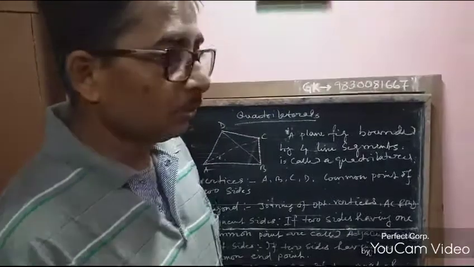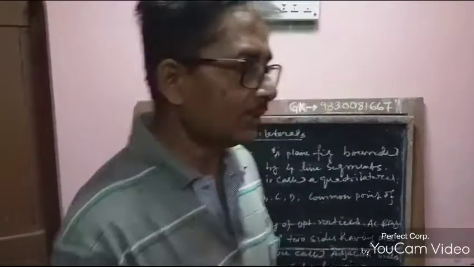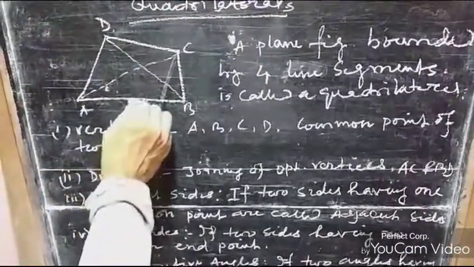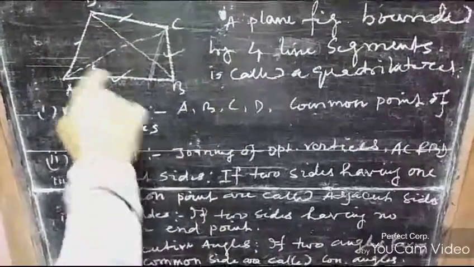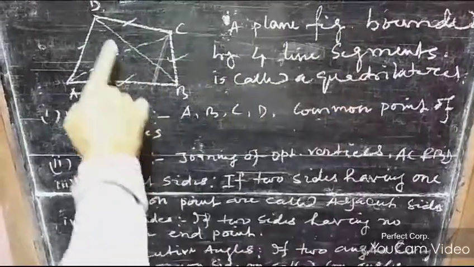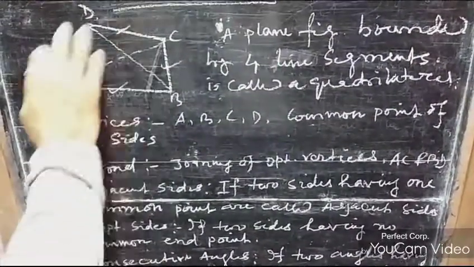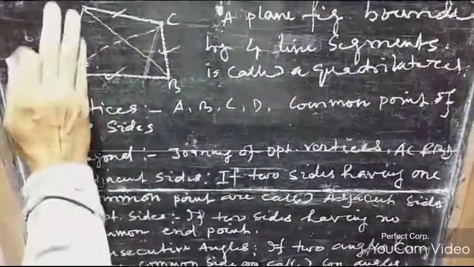Now you need to understand the different parts of a quadrilateral. See, this is a figure A, B, C, D. A quadrilateral has four sides. These are the four line segments. This is a plane figure bounded by four sides, so it will be a quadrilateral. What are the components within this?